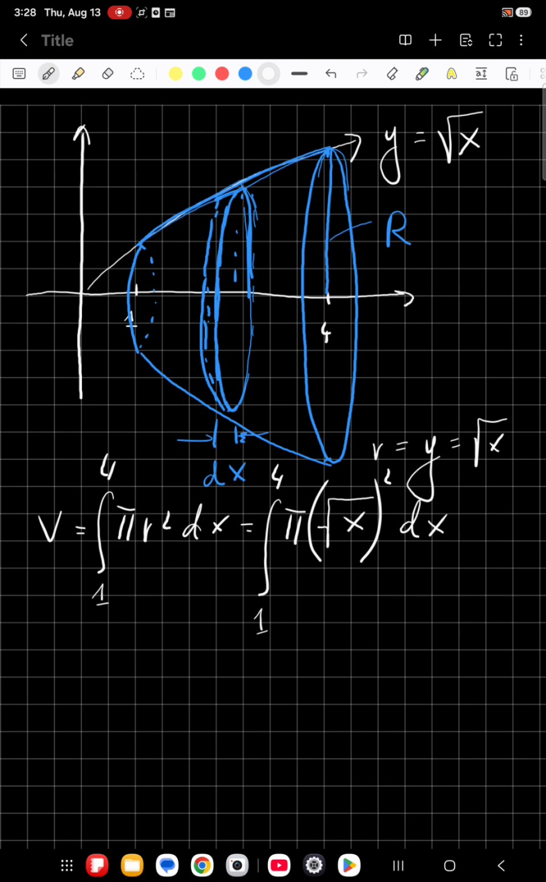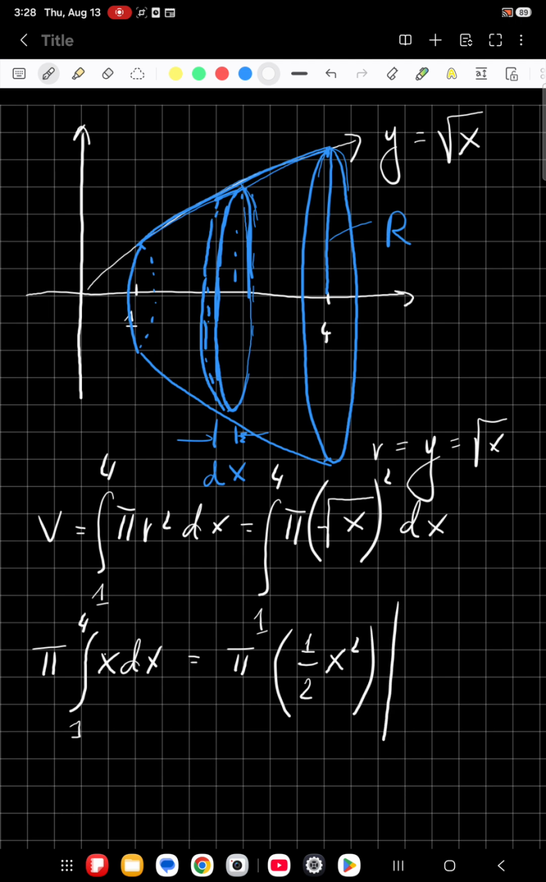Alright, so finally I'll take that pi out, I factor it out because it's a constant, from 1 to 4, and then we have just x dx. Alright, so now I hope this is an easy integral to do. So we have half x squared, and here are those endpoints 1 to 4.